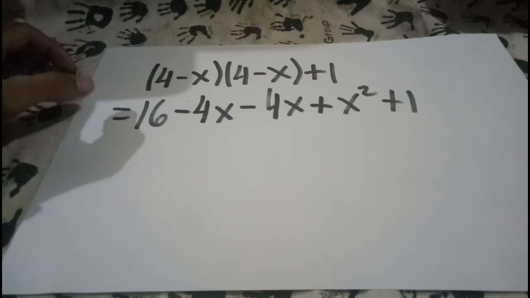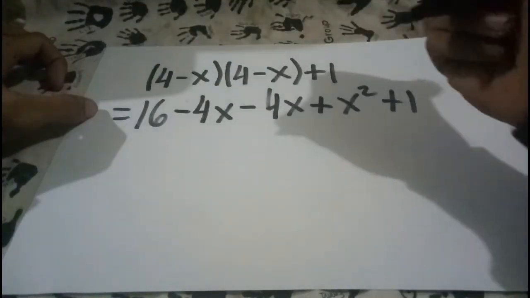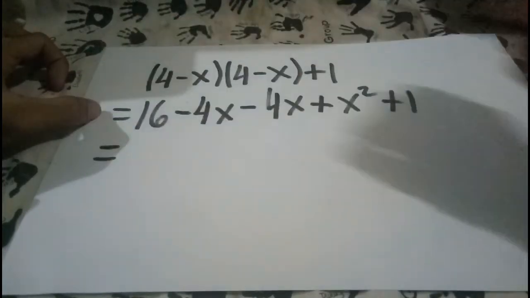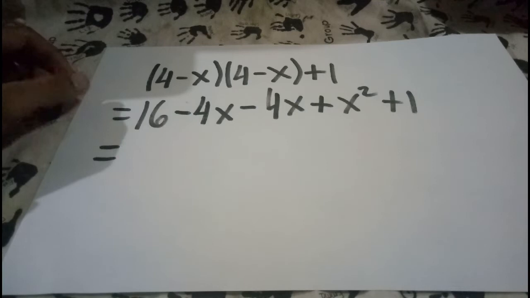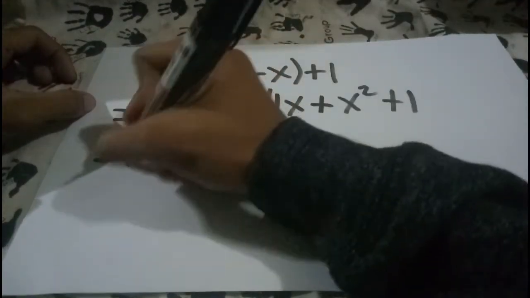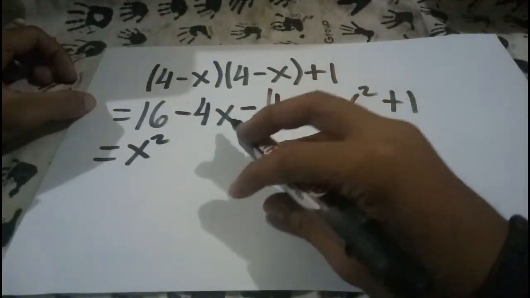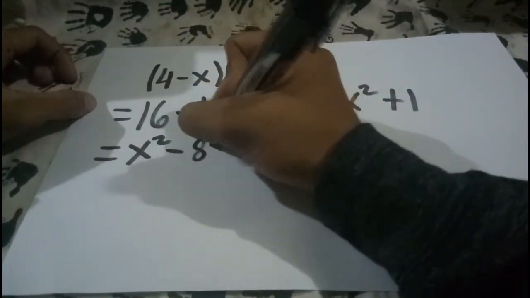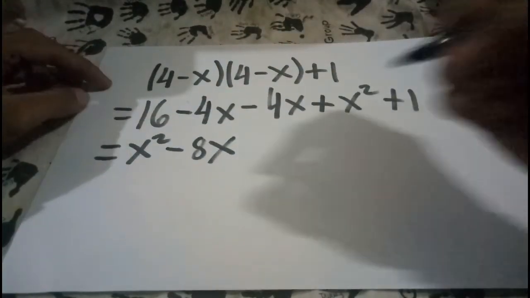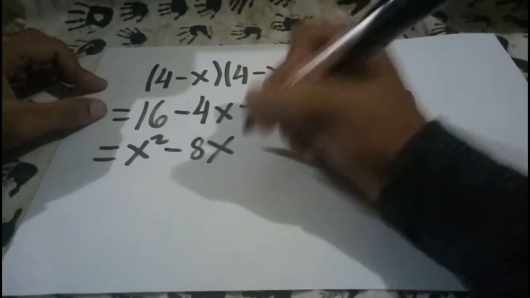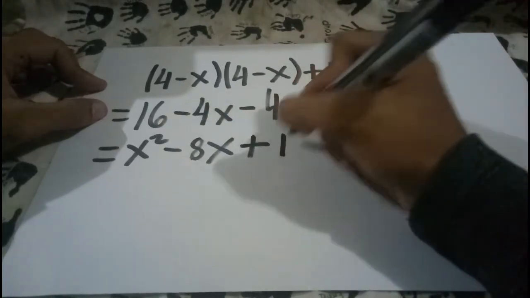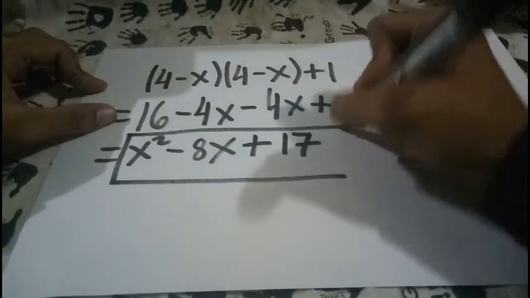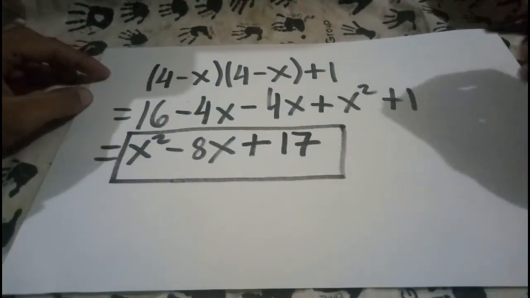Now I'm going to put it into descending form, then we're gonna have the final answer: the x squared, the 2 for x, and it will become negative 8x, and 16 plus 1 is positive 17. Now we have the final answer, and that's it. Pretty simple, right?